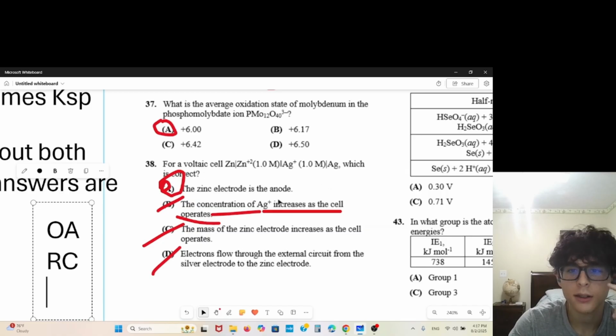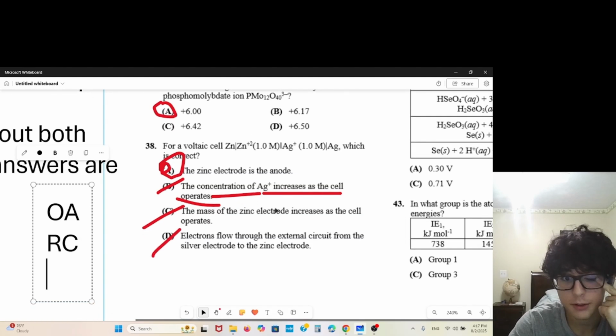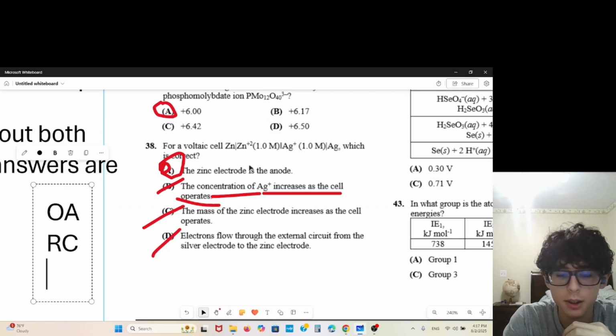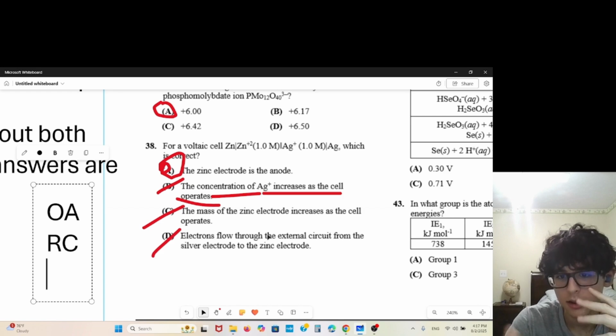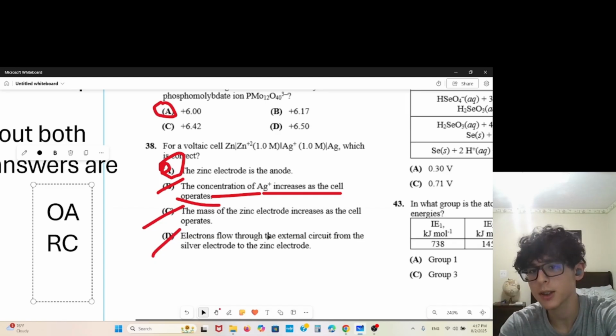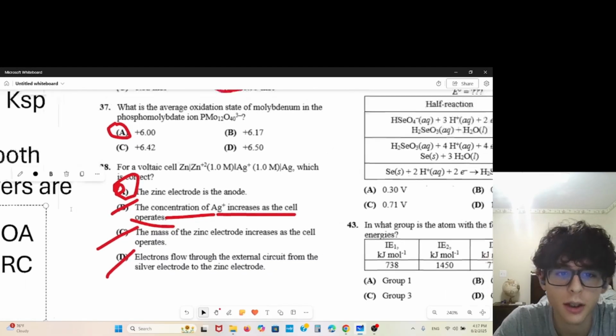I mean, how is this right? If Ag is being formed, same as this, right? It's being deposited as Zn2 plus. C: electrons flow through the external circuit from the silver electrode to the zinc electrode. If you think about this, Ag plus is gaining an electron, so it has to go from the Zn to the silver.